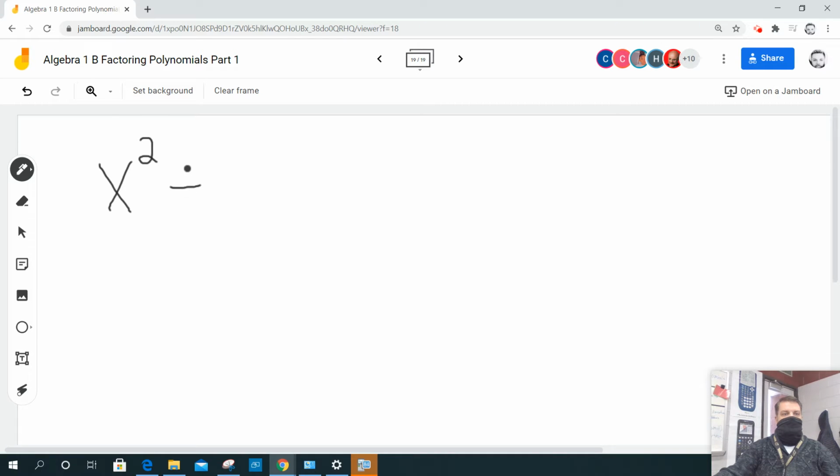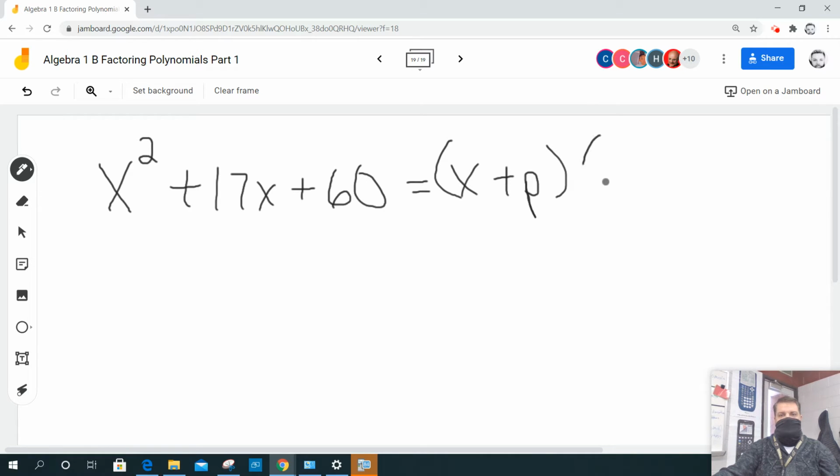x squared plus 17x plus 60. Now we're going to factor this again. And remember that it's going to look like this. x plus p times x plus q. All right, guess and check.